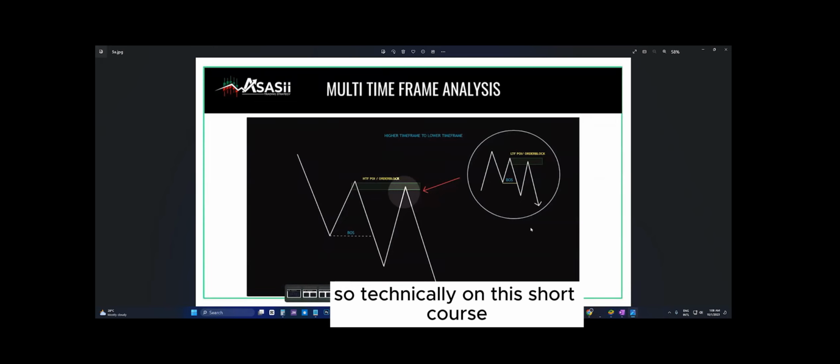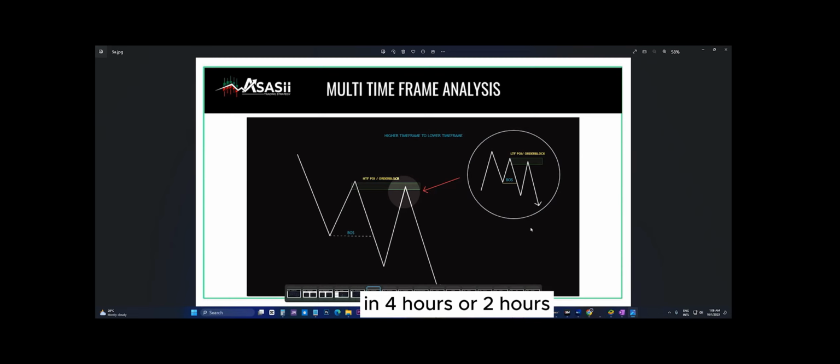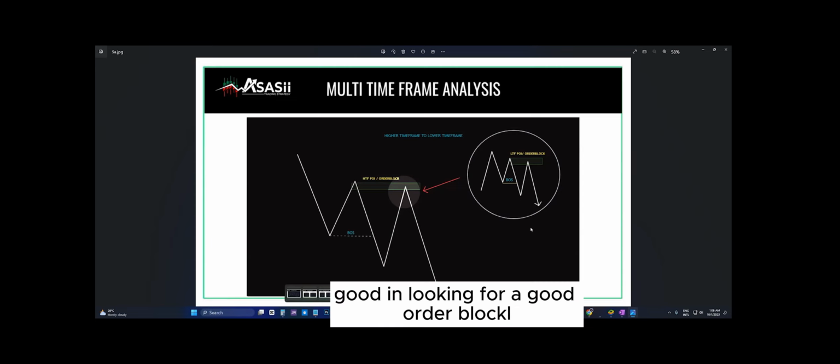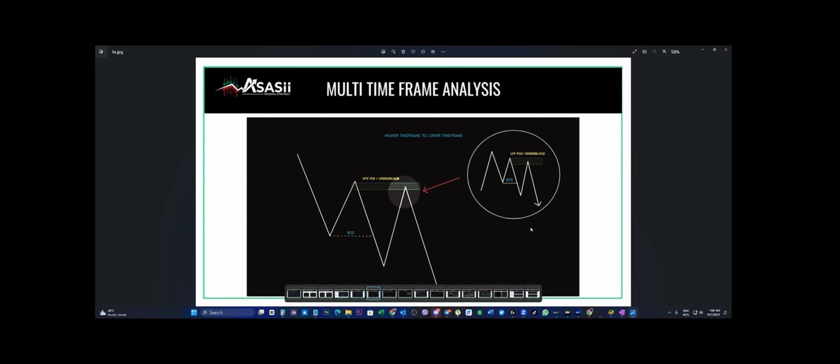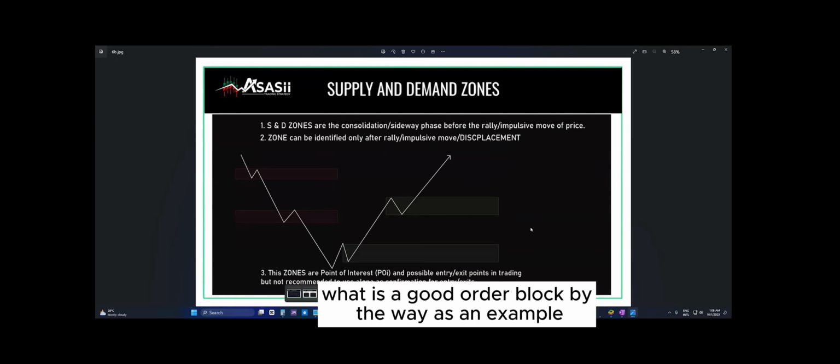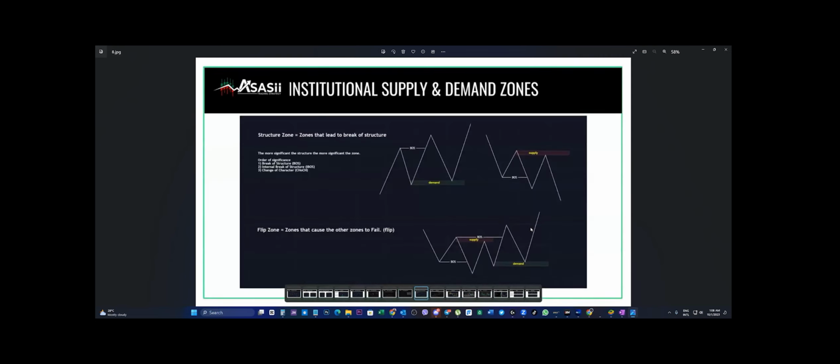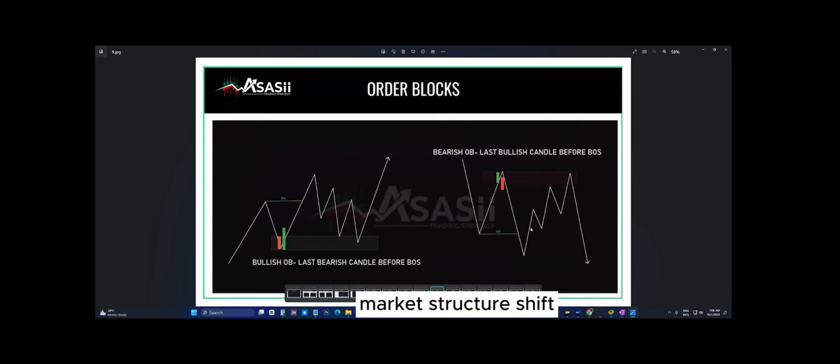So technically, on this short course, you learn that it's important to have a bias in 4 hours or 2 hours if you are a intraday trader. Can I move to 5 minutes? Yes, you may. You just do your back test and choose the best. If you become good in looking for a good order block, what is a good order block, by the way, as an example, those order block created a major breakup structure or what we call the change of character market structure shift. Okay, and learn for the breaker block.